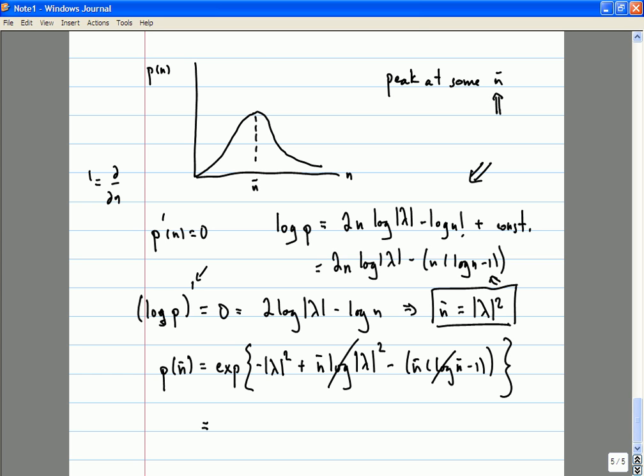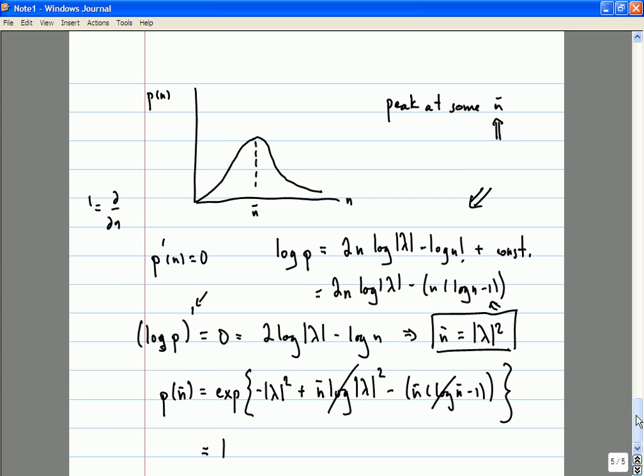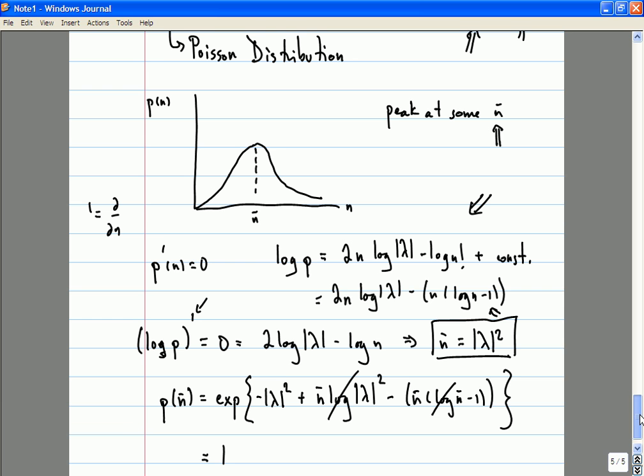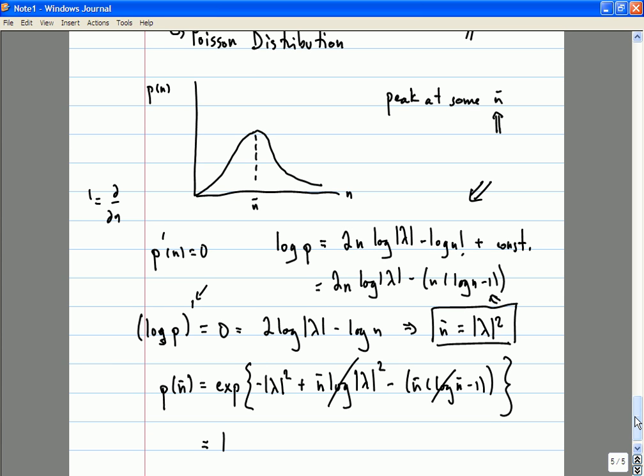And we're left with 1. That's not quite right. I must have made a mistake somewhere. Because I forgot a 2, maybe? Did I forget a 2? No, this is right. This is right. So what does this mean?